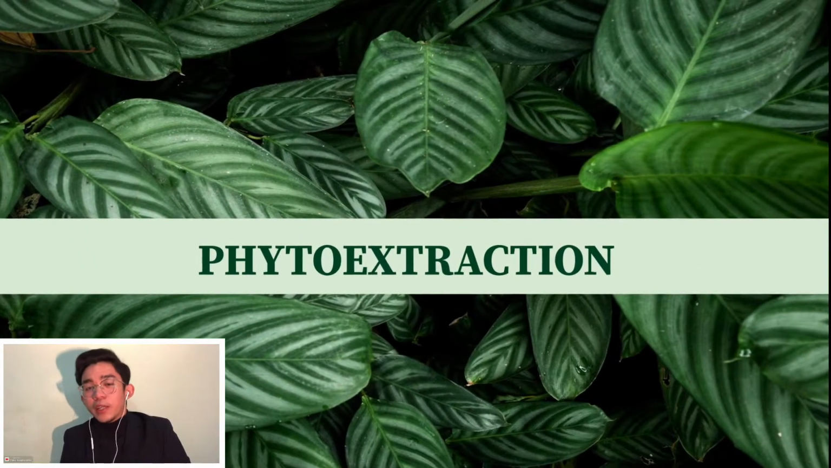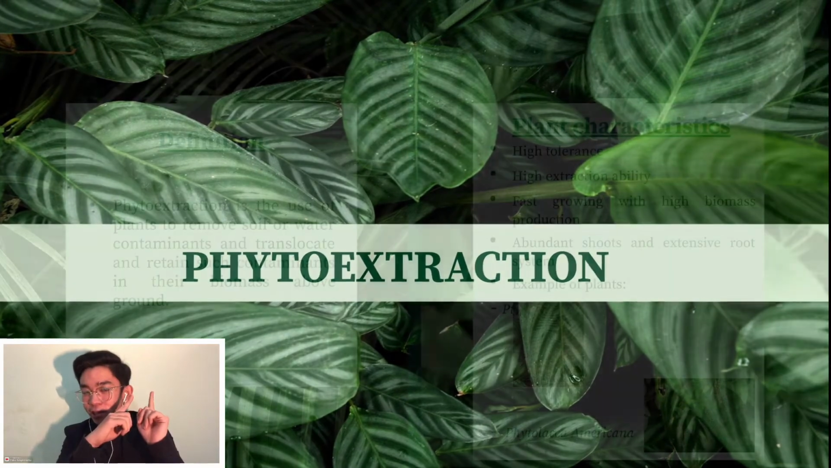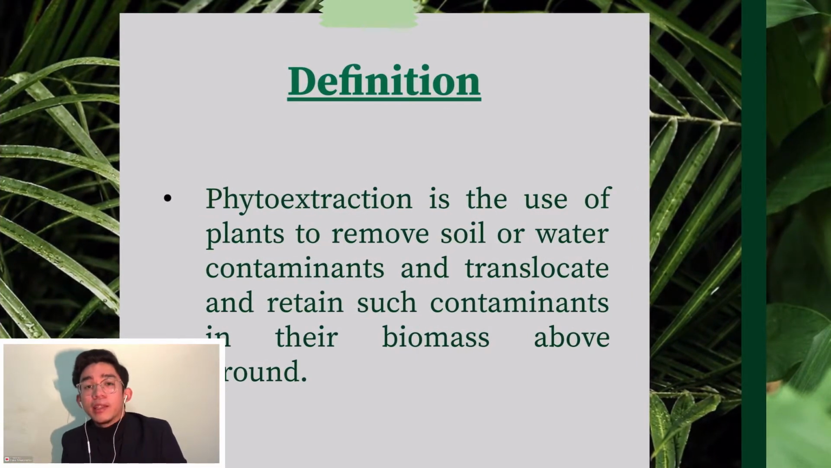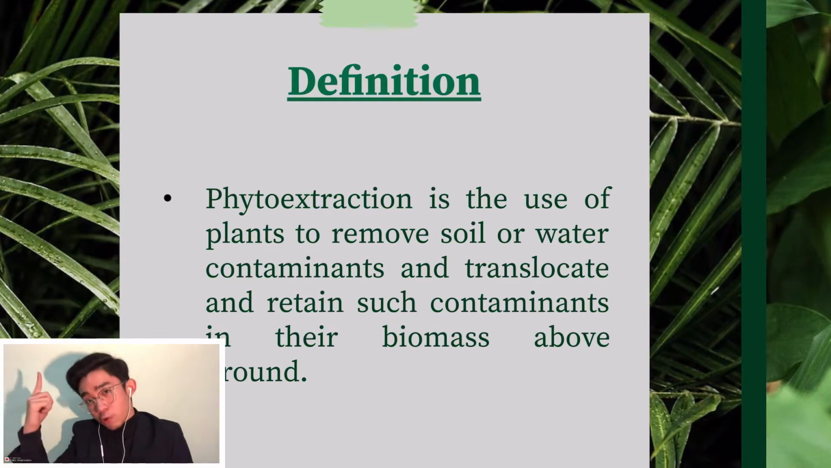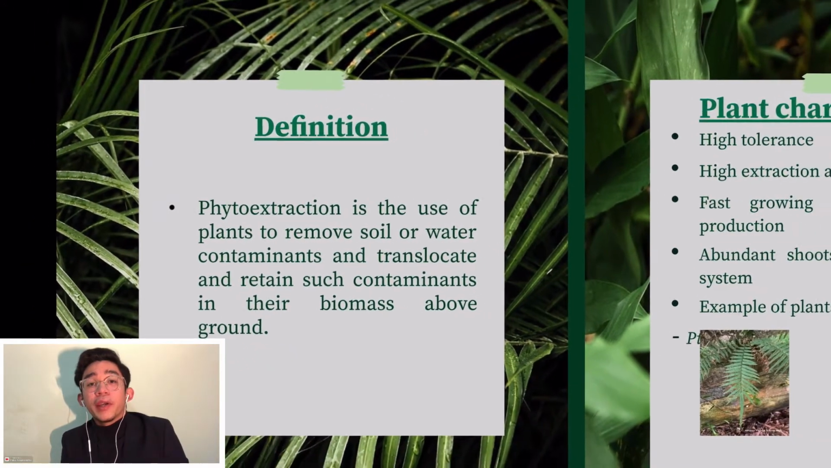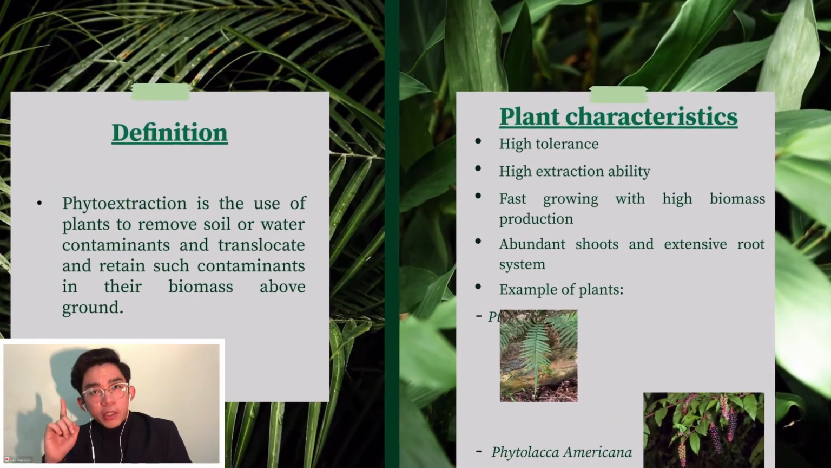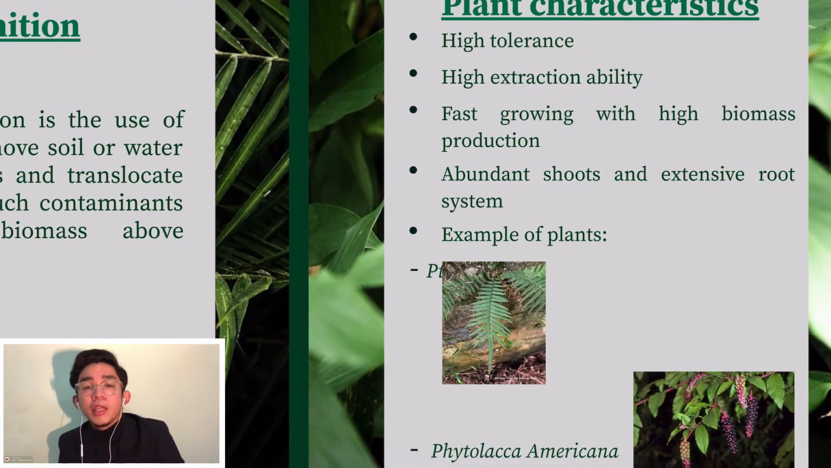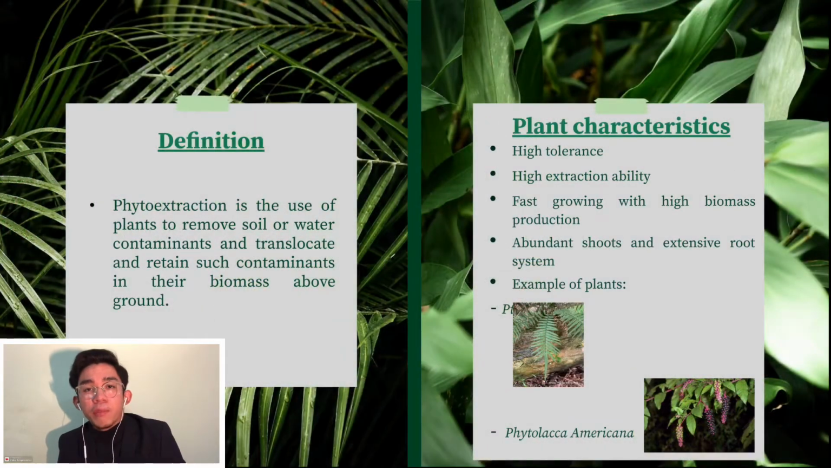One of the types of phytoremediation is known as phytoextraction. Phytoextraction is the use of plants to remove soil or water contaminants and translocate and retain such contaminants in their biomass above the ground. Plant characteristics for phytoextraction are: first, high tolerance to the toxic effects of heavy metals. Secondly, high extraction ability with accumulation of high levels of heavy metals in above ground parts. Thirdly, fast growing with high biomass production, and lastly, abundant and extensive root systems. Examples of plants that are suitable for phytoextraction are Pteris vittata and Phytolacca americana.